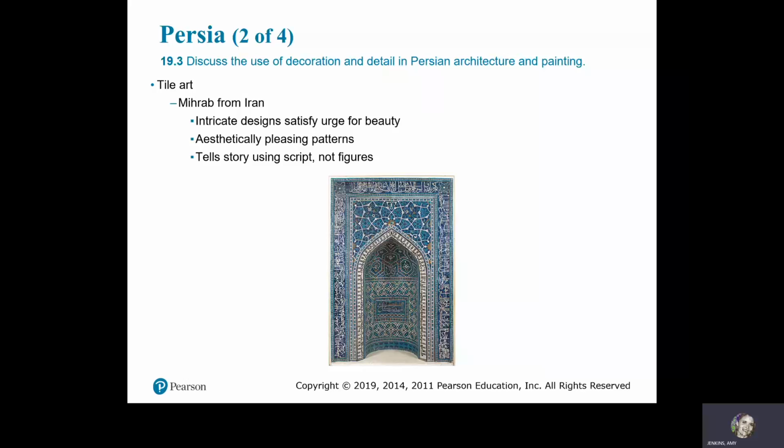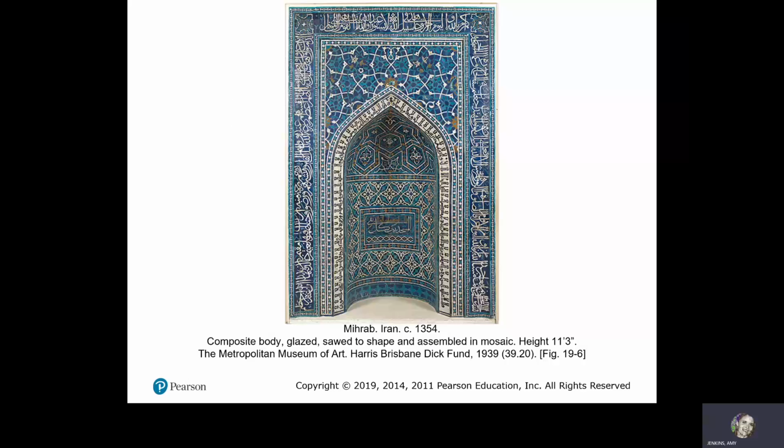Tile art in Persia. The mihrab from Iran has intricate designs that satisfy the urge for beauty. It has aesthetically pleasing patterns. It tells a story using script and not figures. Here's the mihrab from Iran, circa 1354. Composite body, glazed, sawed to shape, and assembled in mosaic, height 11 feet 3 inches.